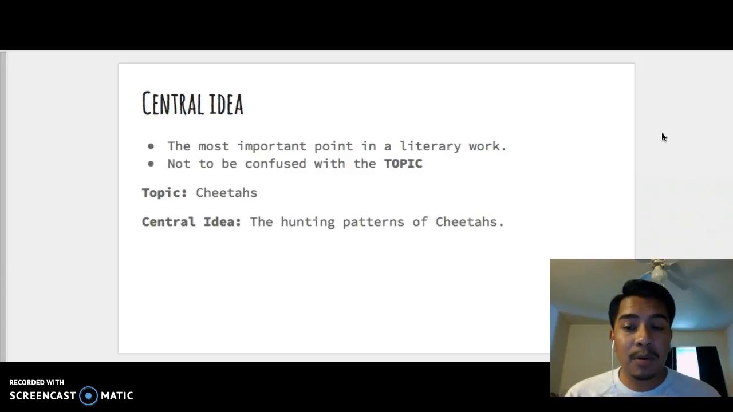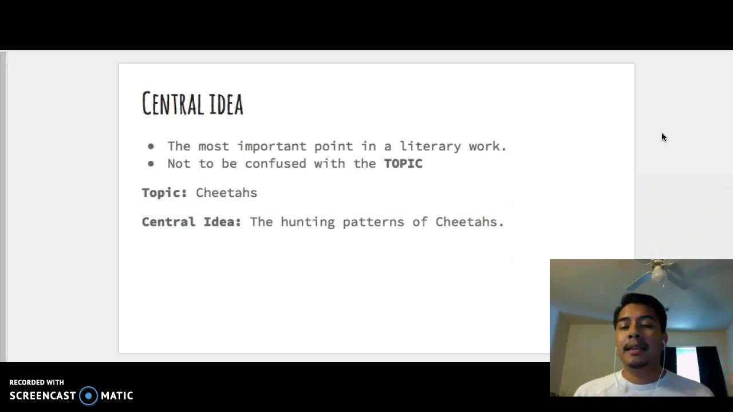It is the most important point of the literary work. Do not confuse this with topic. The topic is what the passage is talking about. The central idea is what it's mostly about.